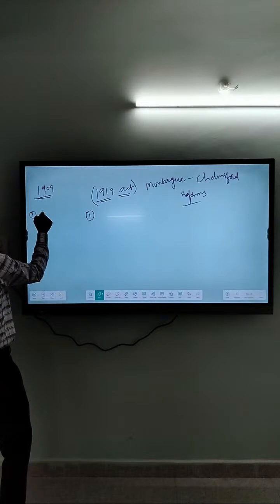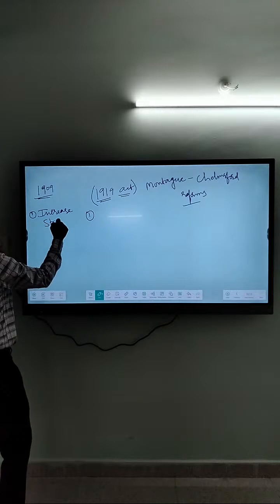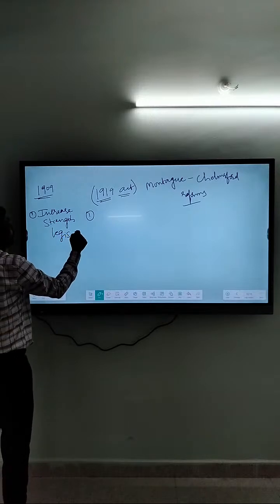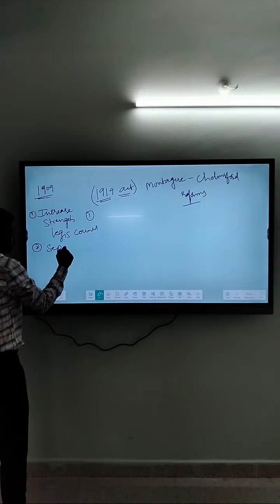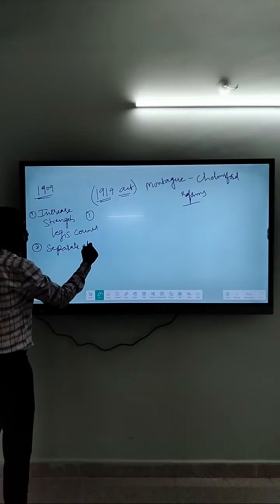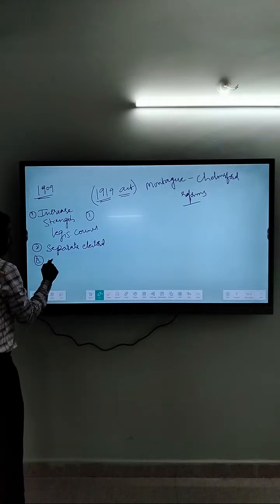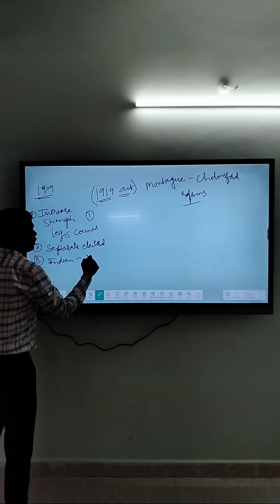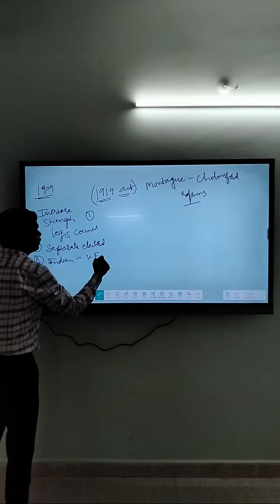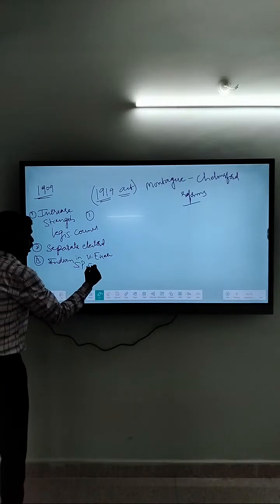First, increase in the strength of legislative councils. Second, it is known for separate electorate or communal electorate. Third, adding of an Indian in the Viceroy's Executive Council. That is SP Sinha, the first person to be appointed.